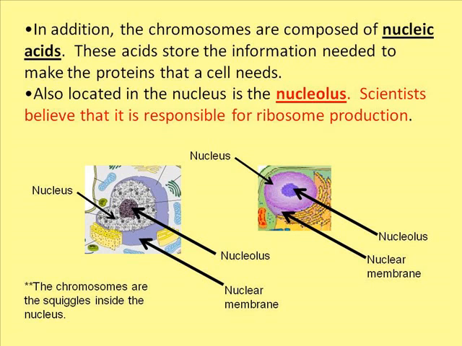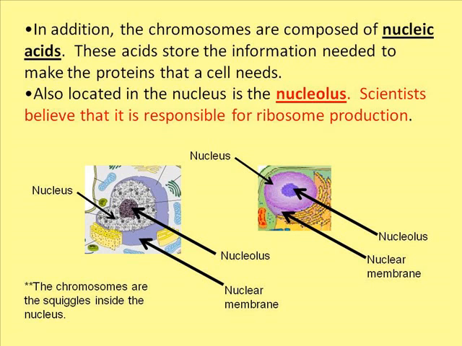In the very center of the nucleus, you have another little ball-like structure called the nucleolus. Scientists believe that that nucleolus is what makes ribosomes for our cell. And a little later we'll talk about what ribosomes are.